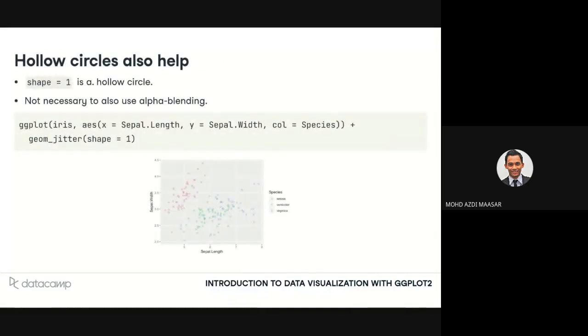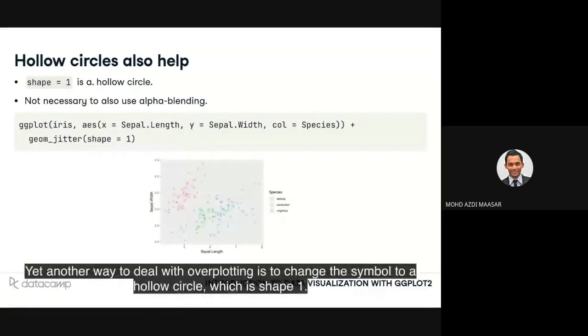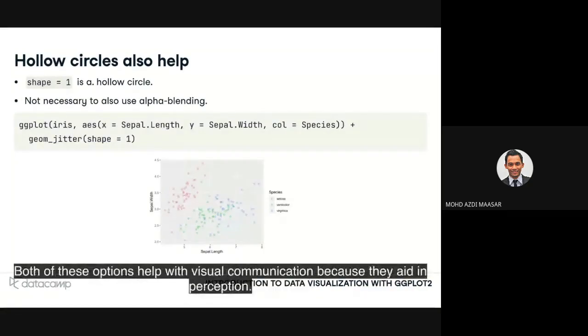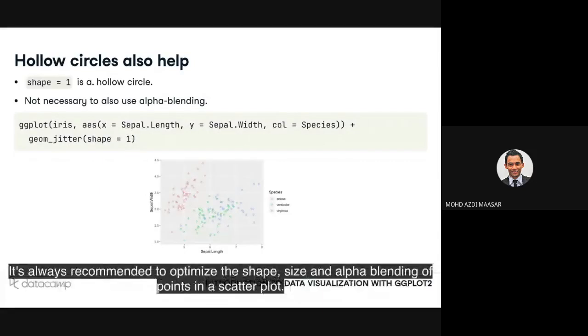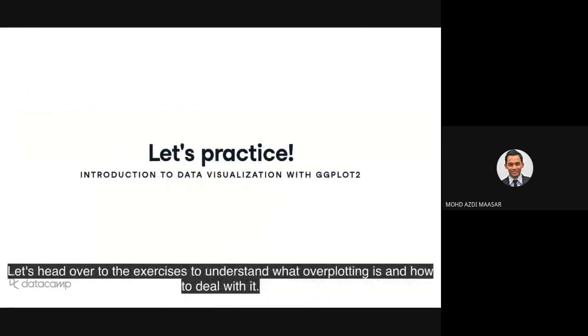Yet another way to deal with overplotting is to change the symbol to a hollow circle, which is shape 1. Both of these options help with visual communication because they aid in perception. We can more accurately and quickly see what the data is actually showing, even if the jittering adds some random noise to both axes. It's always recommended to optimize the shape, size, and alpha blending of points in a scatter plot. Let's head over to the exercises to understand what overplotting is and how to deal with it.